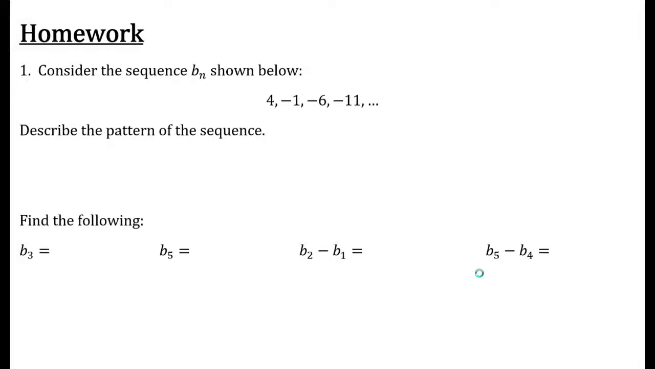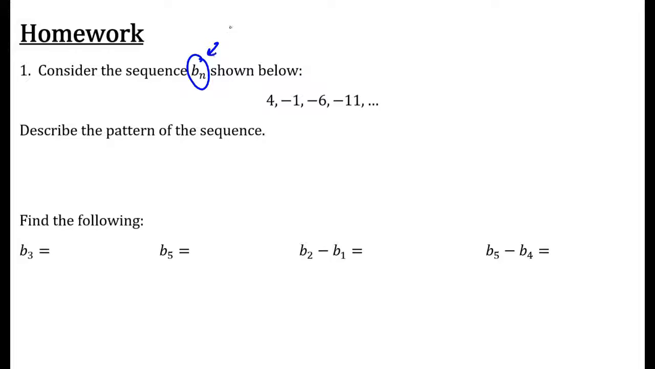Unit 7 is all about sequences and series, and we start off in Lesson 1 looking at the basics of sequences. Do we remember anything from Algebra 1? Hopefully the answer is yes, but in this quick lesson we'll review the things that we're supposed to know from Algebra 1. Consider the sequence b sub n below.